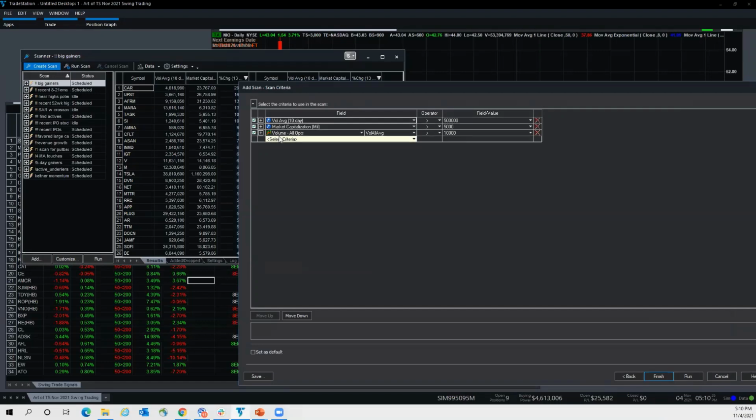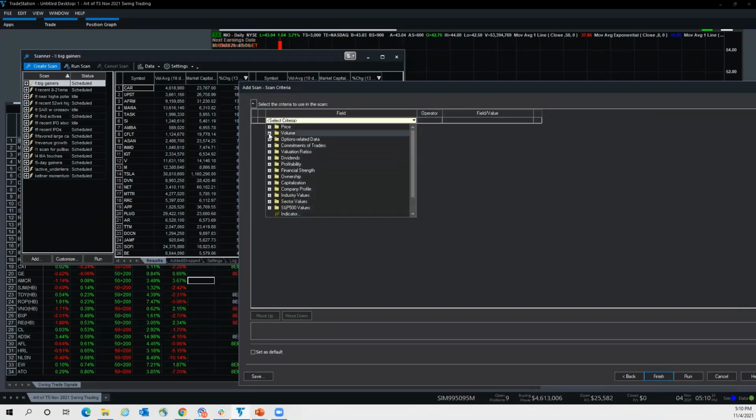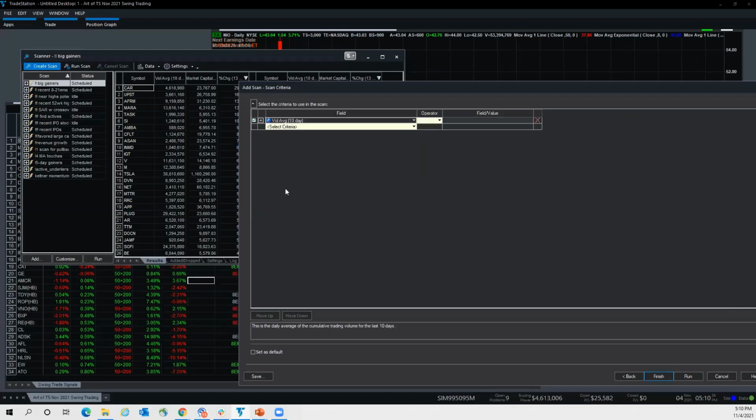Then I have these set as my default values, but I'm going to remove them just to show you how to add them. I'm going to go first of all to volume. See these pre-built buckets, volume, average, 10-day. These are built in the scanner, and using these will make your life easy and everything go a lot faster. So I'm going to select greater than, and then I'm going to type in 500,000, no commas.